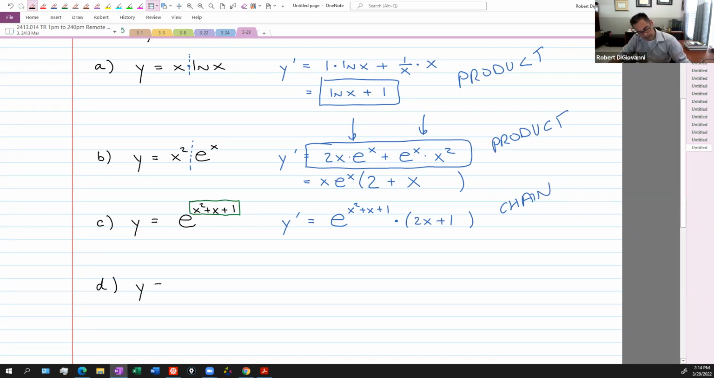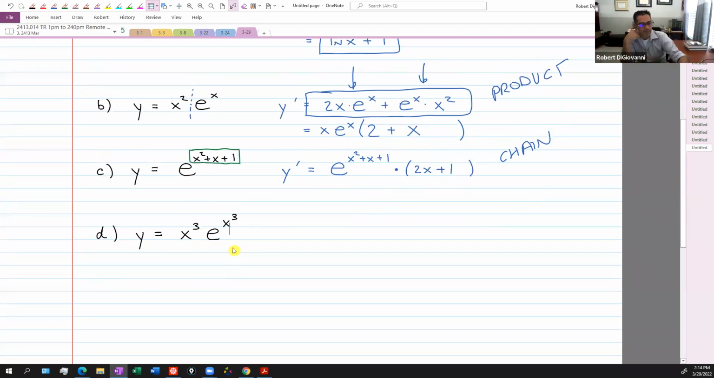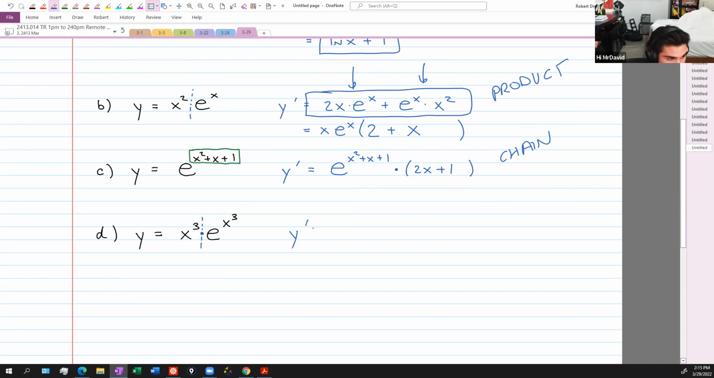How about this one? Ooh. X cubed e to the x cubed. Who wants this one? I want to hear from different people here. So what do you got? So it's gonna be chain rule first. Okay, where do you see a chain rule? It's multiplying the x to the power of 3. Yeah, this is multiplication, right? So you have a product rule there. Yes? Okay, just start running the product rule for me.